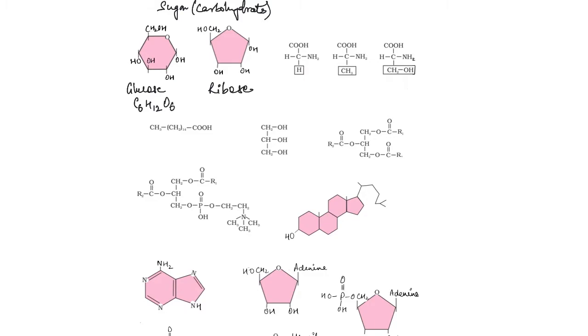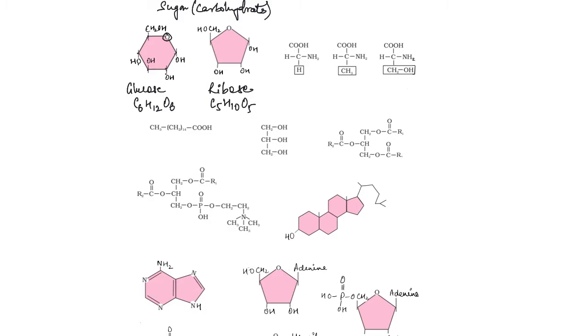If I have to write their formula, glucose is C6H12O6. The points that you see here are carbon: 1, 2, 3, 4, 5, 6 carbon. Again 1, 2, 3, 4, 5, and here one O is there, so 6 oxygen, and then 12 hydrogen. Ribose is C5H10O5. So these are carbohydrates, these are sugars.